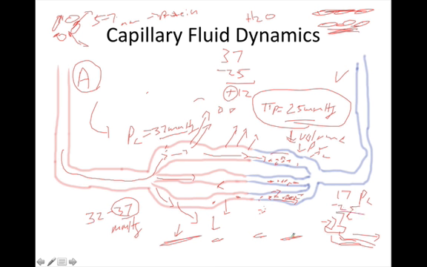17 minus 25 is going to equal negative 8. Hope I did my math right. So now, whenever you see a negative number like that, what we have here is that's going to favor a process called reabsorption. Now, when we see reabsorption happening, we are going to draw fluid back from the tissues into the bloodstream.